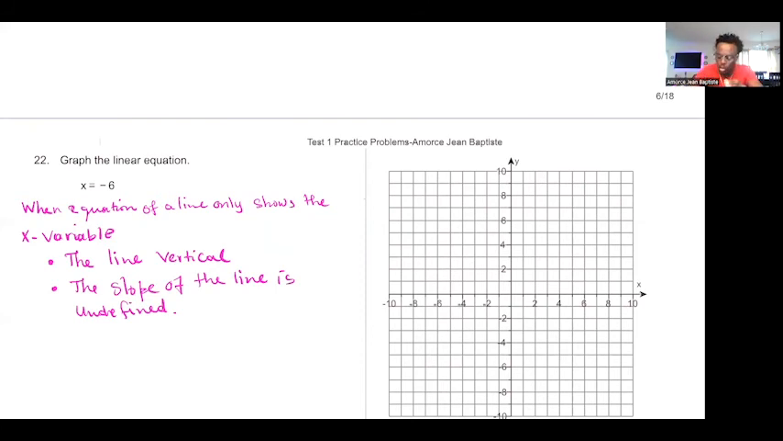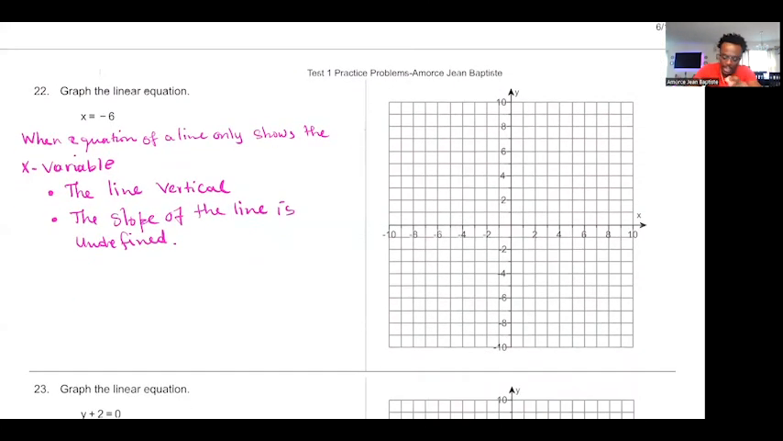So this line is vertical, so it passes through -6, it goes from here and goes down. It's a vertical line passing through -6. So that's my line, x equals -6. And we know it's vertical because it does not have the y.